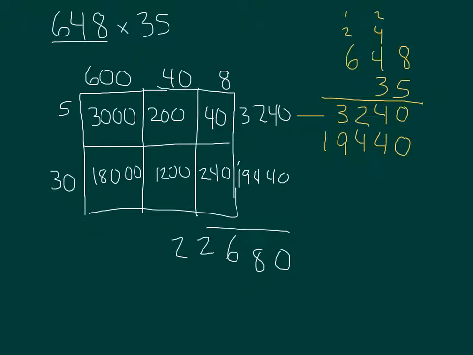Notice this matches and this matches. When I add up, I get 0, 8, 6, 12, 2, 22,680, and that matches. So I've done everything they asked me to do here. I drew my area model, I solved using the standard algorithm, and I used arrows to show how the partial products matched my area model.